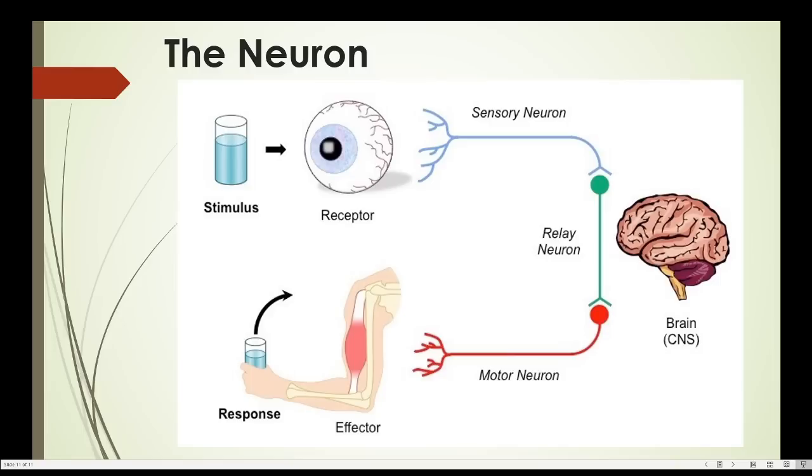So, yun, nakuha na po yung difference, no? The neuron has different types. We have sensory neurons that connect the sensory organs to the nervous system. We also have the motor neurons which connect the nervous system to your muscles for the response. And we have the interneurons or the relay neurons that connect the sensory neurons and the motor neurons.